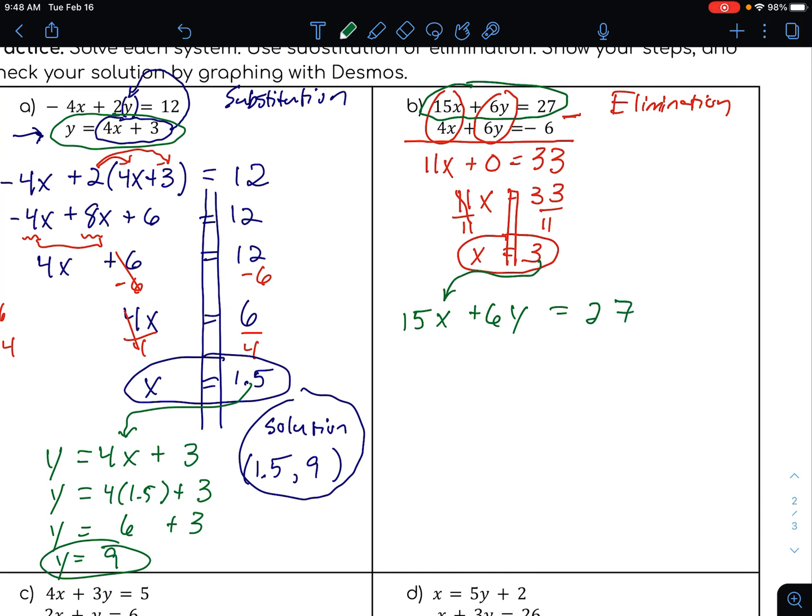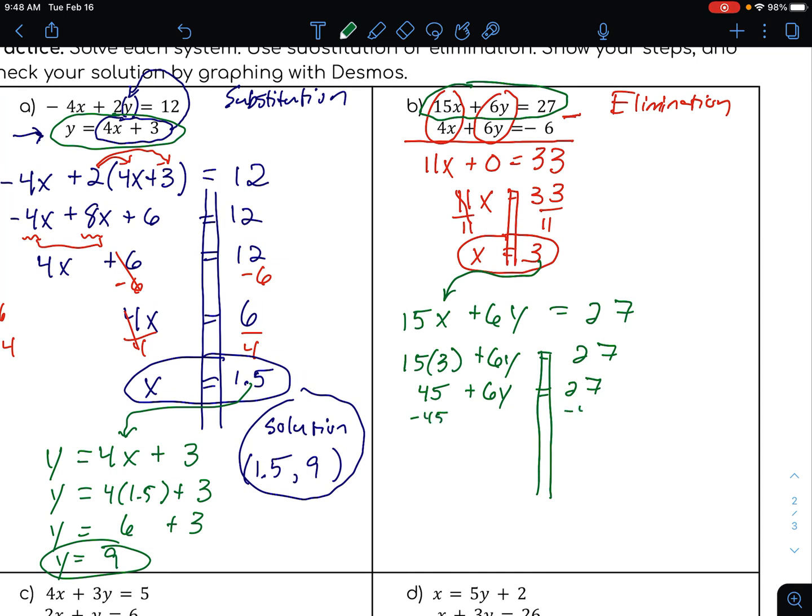And I'm going to take that x value of 3 and plug that in. So 15 times 3 plus 6y equals 27. I need to do a little simplifying here. So 15 times 3 is 45 plus 6y equals 27. Now I'm going to start undoing from both sides.